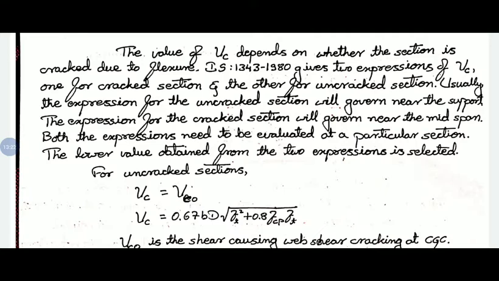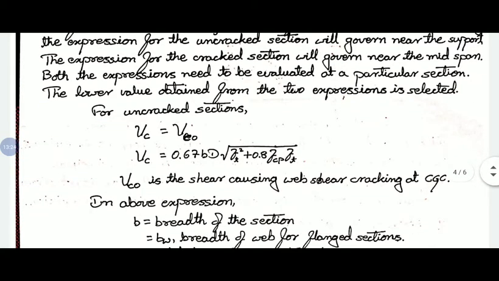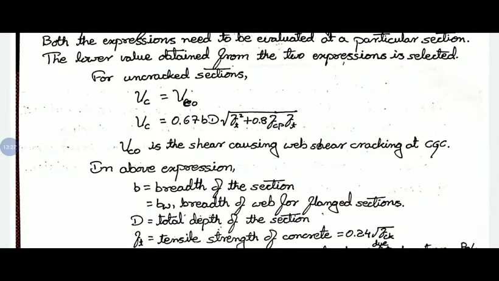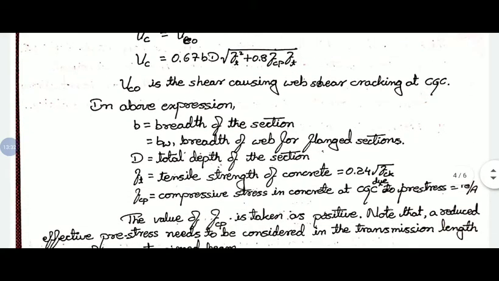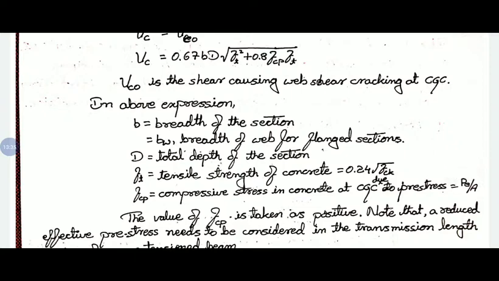So for uncracked sections we have the equation Vc equals 0.67 b d root of ft square plus 0.8 fcp ft. So in the above expression we have different parameters. b, breadth of the section if it is rectangle, and breadth of the web if it is a flanged section. Then d is overall depth of the section. ft, tensile strength of concrete, that is 0.24 root fck. fcp, compressive stress in concrete at center of gravity of concrete section due to pre-stress, P by A, effective pre-stress upon area of the section.